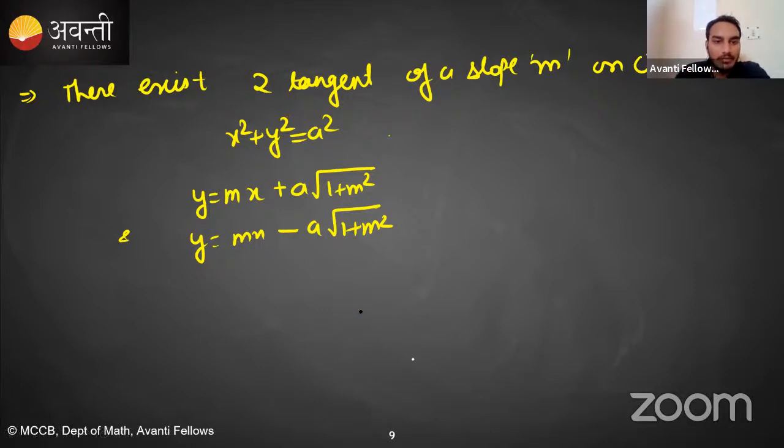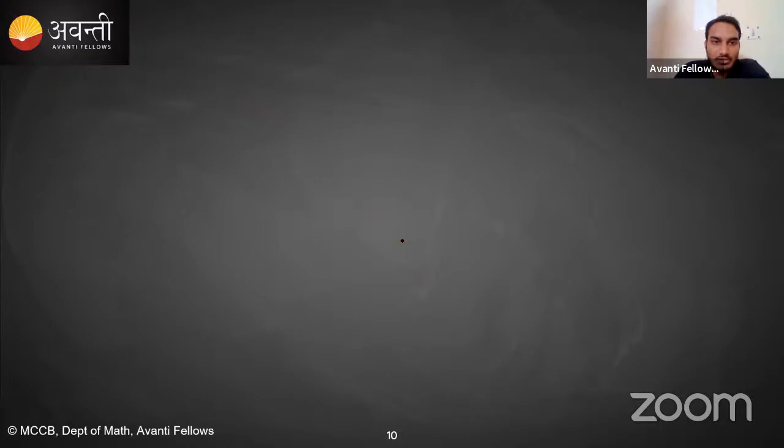Okay, so if I just give you the slope of the tangent, you can directly write down the equation of the tangent if the circle is in the form of x square plus y square is equal to a square. Okay, so let's continue here.